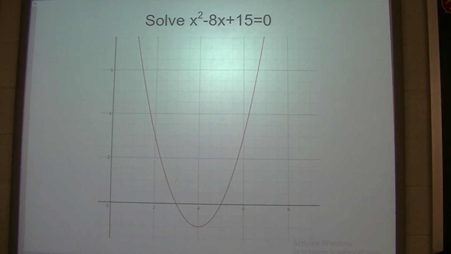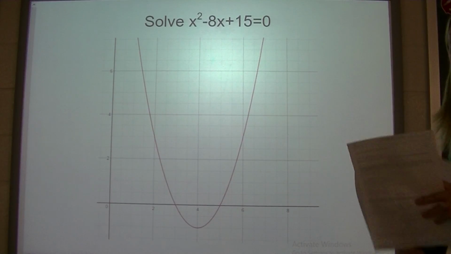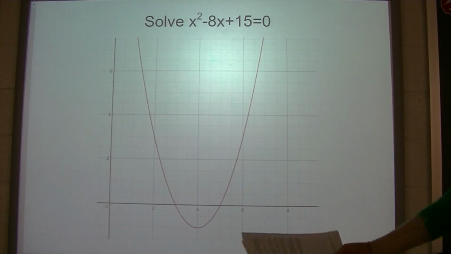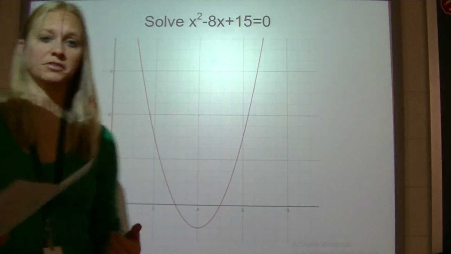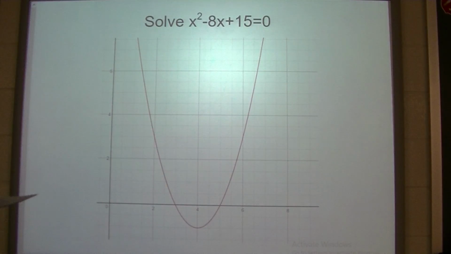Okay, here you're given the graph of a quadratic. The problems you're going to do in the book, you're not going to be given the graph, but we have graphing calculators accessible to you, so you can just graph it yourself in class.